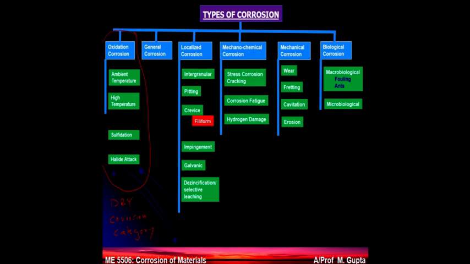Then we'll see the microbiological corrosion, which is seen in the underground pipeline, oil and gas industry, aerospace sector. So many examples will be taken from different sectors. So all these corrosion types will be covered one by one in the lecture. So let's move on.